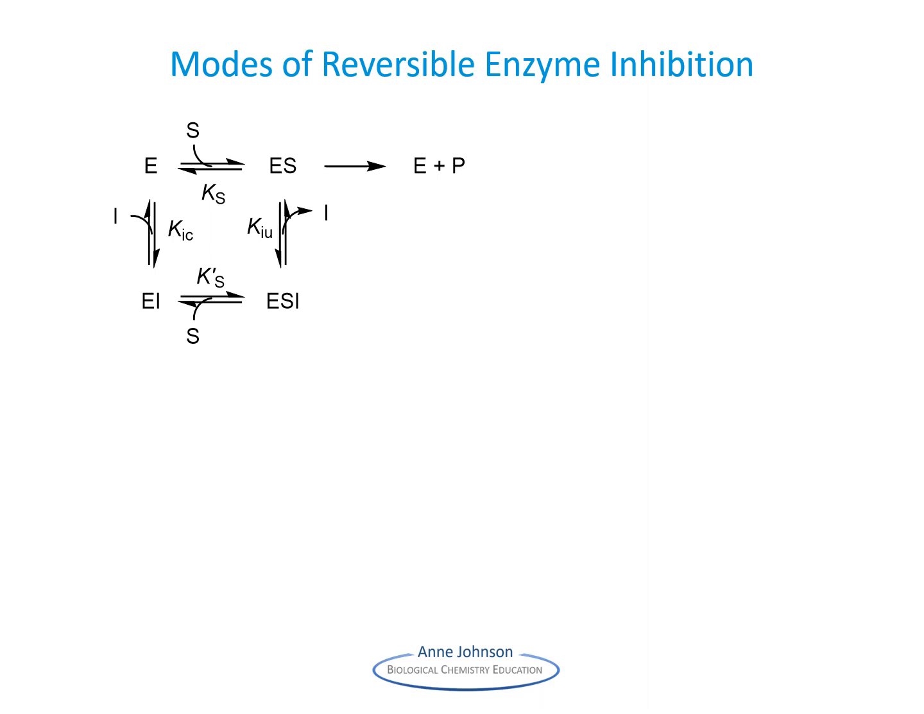Here we see a kinetic model for reversible inhibition. In this model, the inhibitor can bind to free enzyme or the ES complex, or both. The two inhibition constants you need to be concerned with are the KIC and KIU. The I stands for inhibition, the C for competitive, and U for uncompetitive.